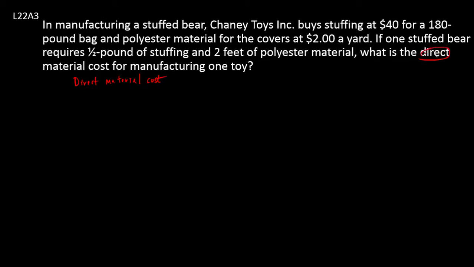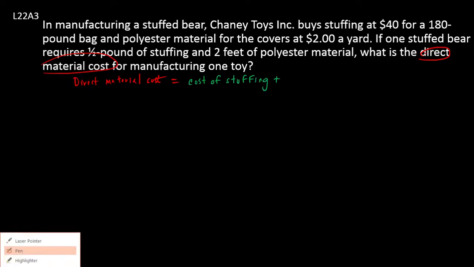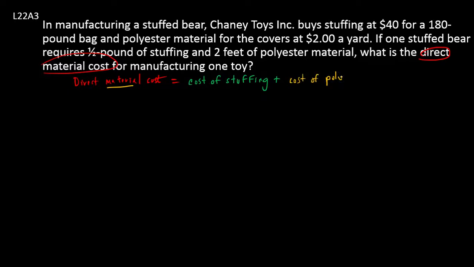Okay, so again, always identify what you're solving for before you start working on the problem. You need to know where you're headed. In this case, there are only two things that go into the cost. One of them is the cost for stuffing, and the other is the cost of the material. That's a little confusing to call it cost of material when we're talking about direct material costs, so I'm going to call it just cost of polyester, or cost of fabric.